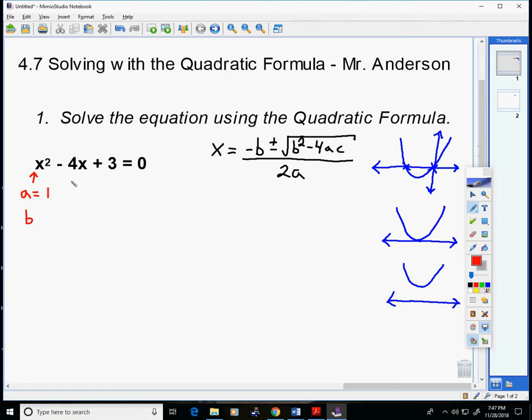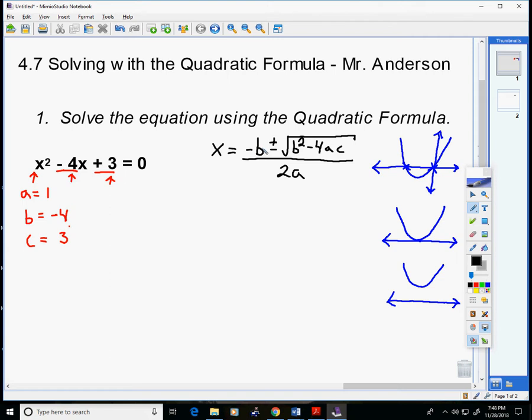B is the number in front of the x. Make sure and take that number with the sign. So the coefficient in front of the x is negative 4. That is the b value. And the c value is this last term, 3. Make sure and again take it with the sign. C equals 3.